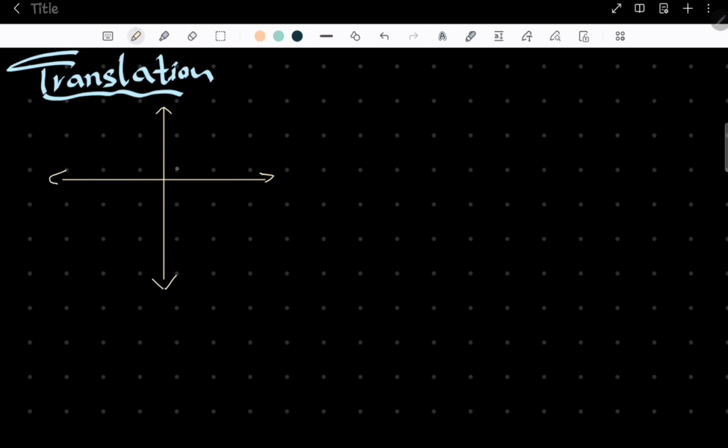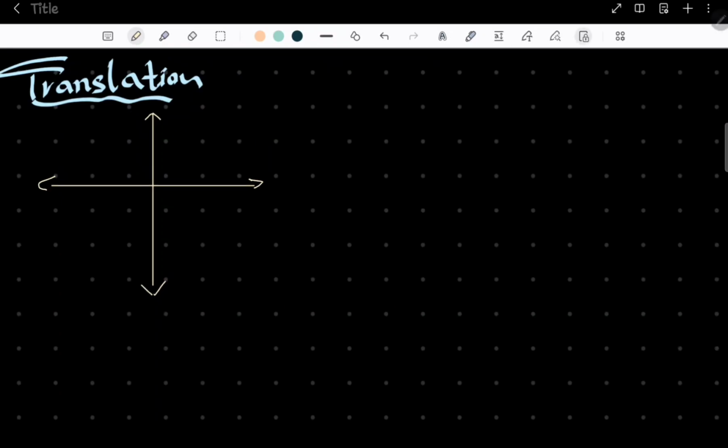For example, if you have a line that's facing this way, we will preserve its direction, which is this way, northeast, and then we preserve its distance or its length, and then we're gonna move it to here. So this is what translation looks like. So translation preserves the distance and also the direction of the object.